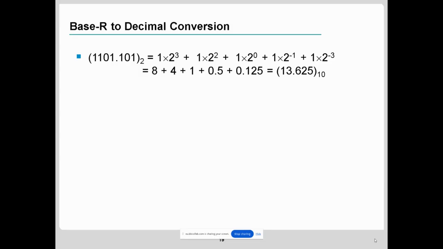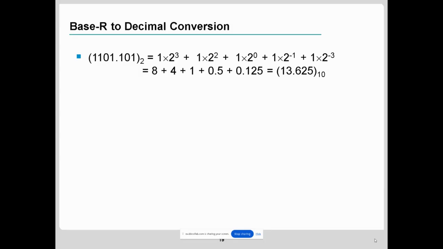Okay, now 1, what is its weight? 8 plus what? 4. Now we skip 2 to the power 1. Can you see 2 to the power 1 is not here? Why? Because it is 0. So we skip it. Plus 0 plus 1 dot. Now 1, what is its weight? 0.5 plus 0 plus 0.125. So if you see, 8 plus 4 plus 1. What is this? 13 dot what? Got it?